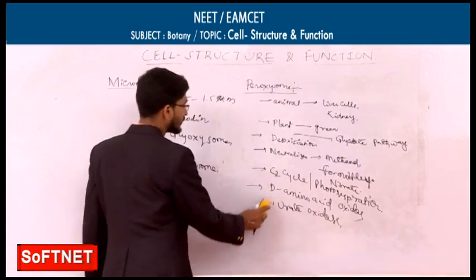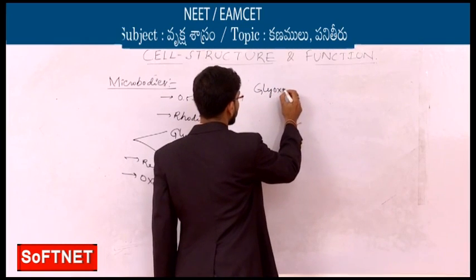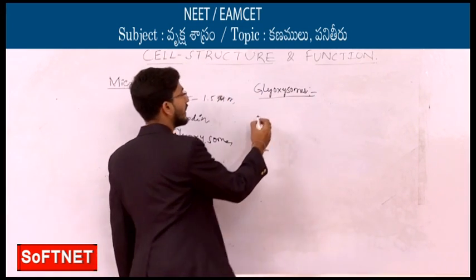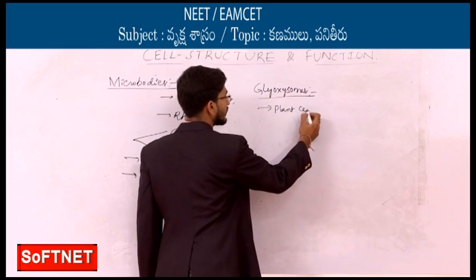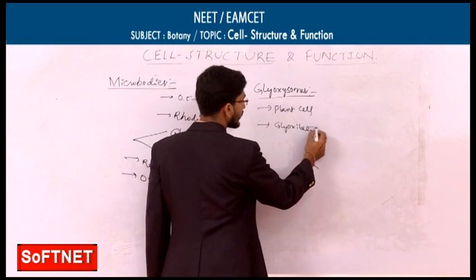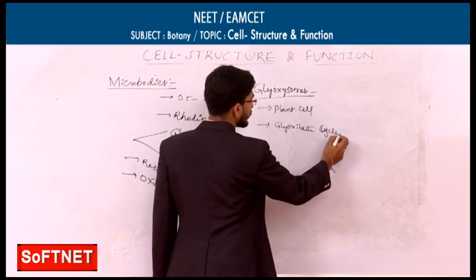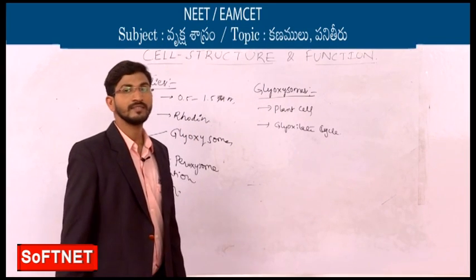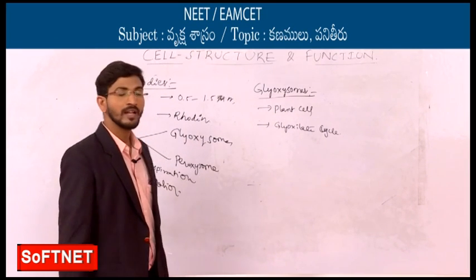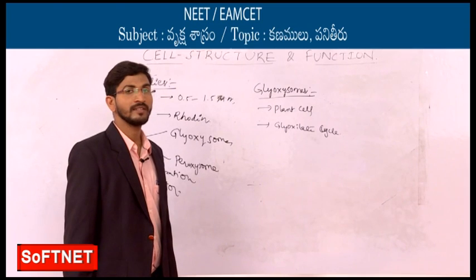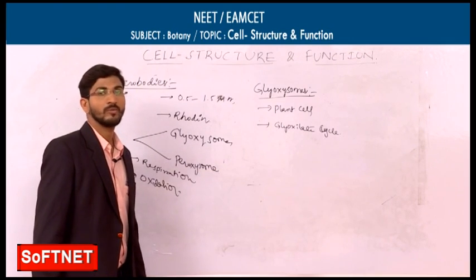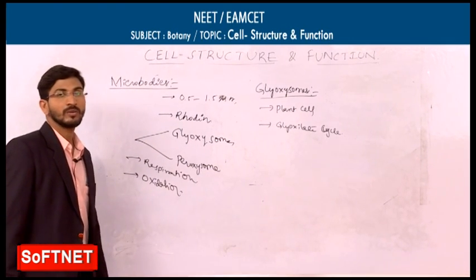Next, coming to glyoxysomes. Glyoxysomes are generally present in plant cells only. They are involved in the glyoxylate cycle. In this process, fatty acids are converted to carbohydrates, so they are directly involved in the gluconeogenesis process. They are mainly present in germinating seeds and fat-rich cells. This is about the microbodies, that is, peroxisomes and glyoxysomes.